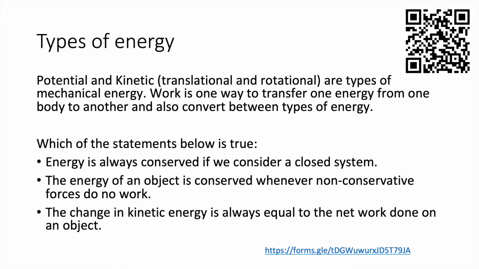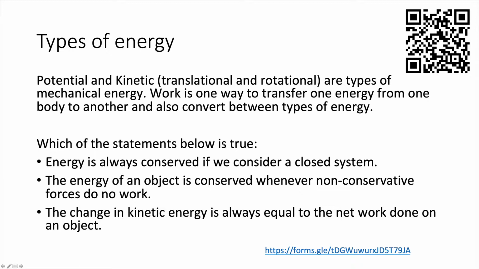Okay, so types of energy. So we've seen that there are different types of energy: potential and kinetic energy, which can be translational, that's movement through space, or rotational, where it's being pivoted about some pivot point. So these are the two types of mechanical energy. So work is one way to transfer energy from one body to another, and also convert between the two types of energy. So then we were asked which of the statements below is true.